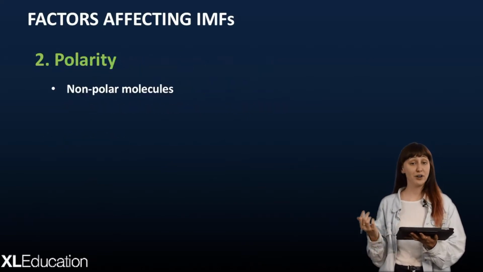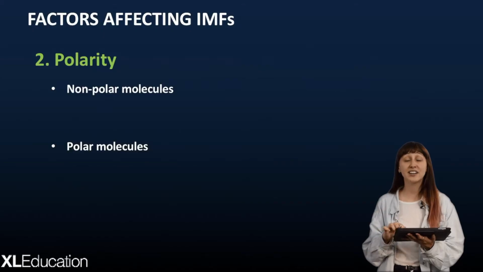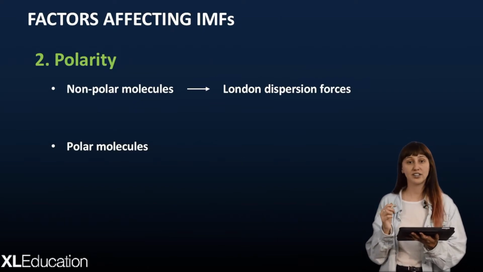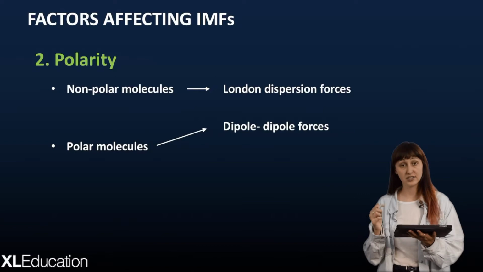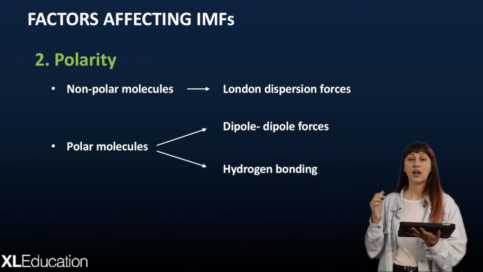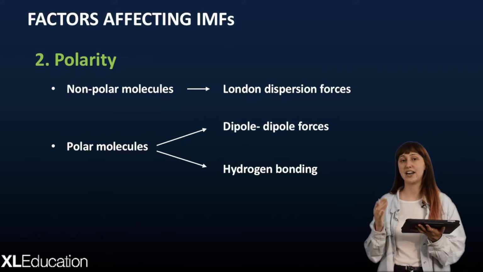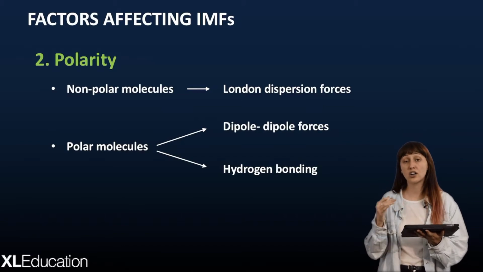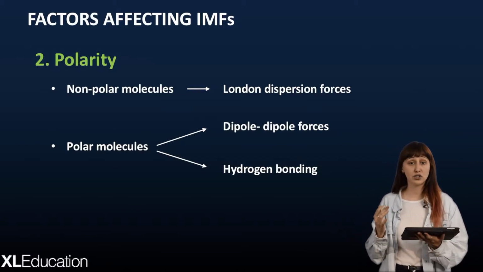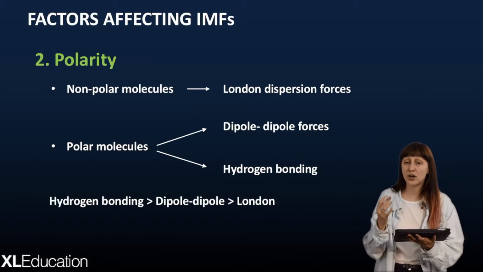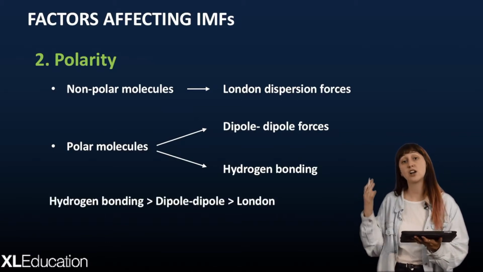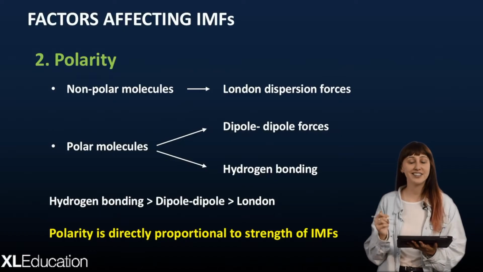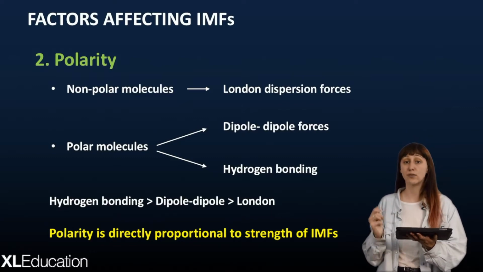Let's recap. We can have nonpolar molecules and polar molecules. Nonpolar molecules are only going to experience weak London dispersion forces, whereas polar molecules can experience dipole-dipole forces as well as hydrogen bonding. Let's remember that hydrogen bonding is the strongest intermolecular force, and this is stronger than dipole-dipole forces. But dipole-dipole forces are stronger than London forces. So the relative strength of these intermolecular forces: hydrogen bonding is the strongest, and London dispersion forces are the weakest. So how does polarity relate to intermolecular forces? Well, the strength of polarity is directly proportional to the strength of the intermolecular forces.